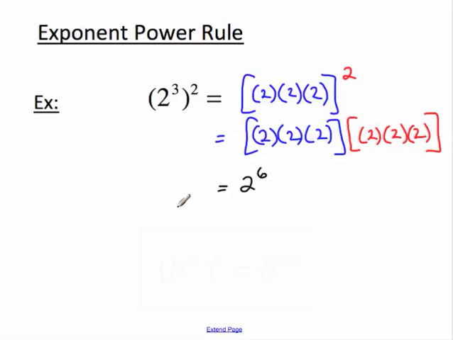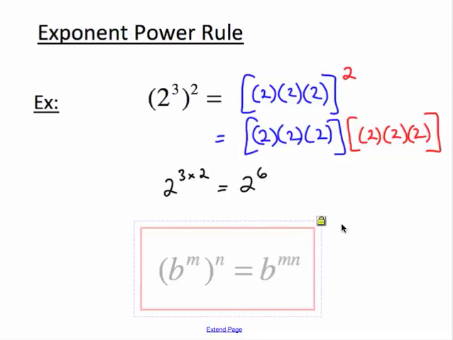What we've done in this case is we've multiplied the two exponents together. So 2 to the power of 3 squared is equal to 2 to the power of 3 times 2, which is 2 to the power of 6. So the exponent power rule is when you raise a power to a power, you multiply the exponents.